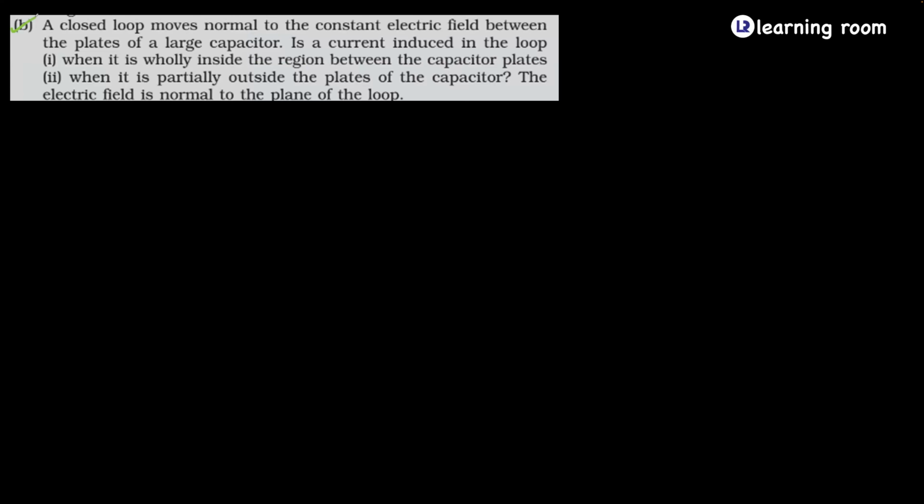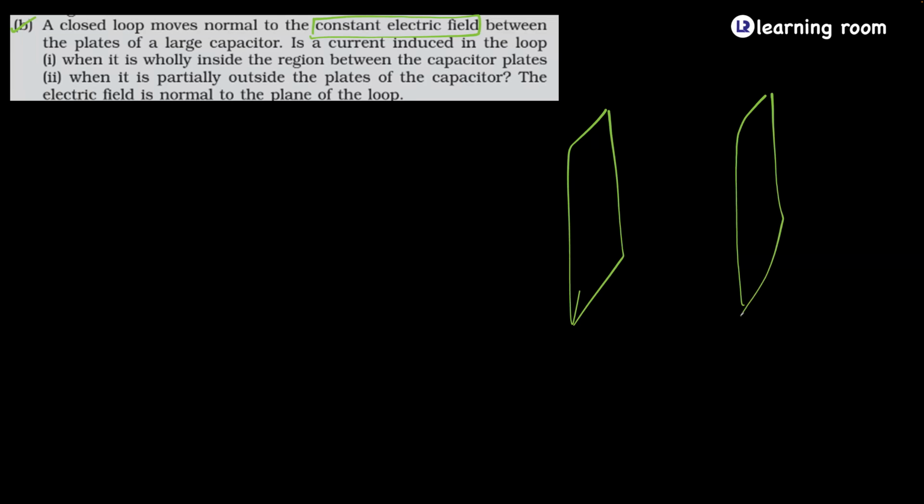The next question is, there is a closed loop which moves normal to a constant electric field between the plates of a large capacitor. So there is a capacitor. When you talk about a large capacitor, the electric field between the plates is going to be uniform. So the conductor is moving perpendicular to the electric field, right? Is a current induced in the loop?